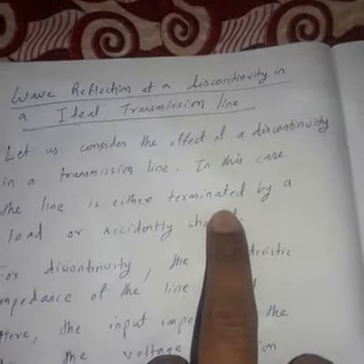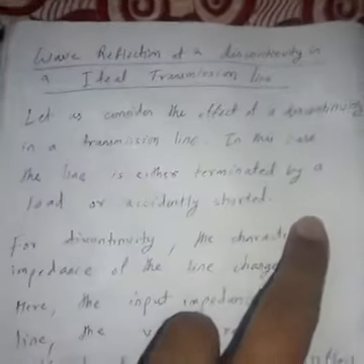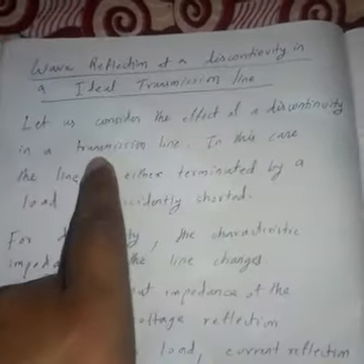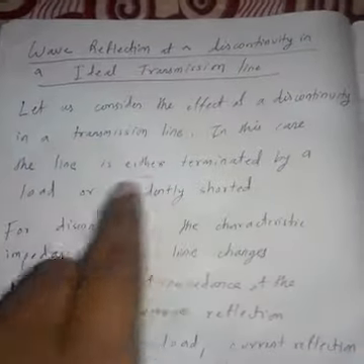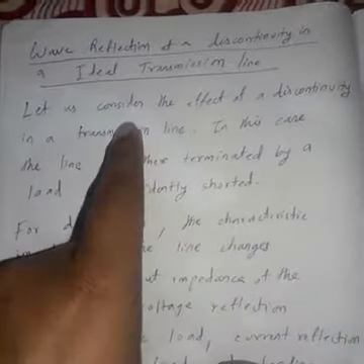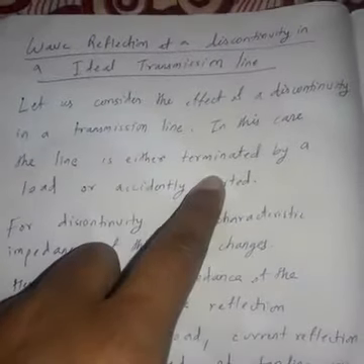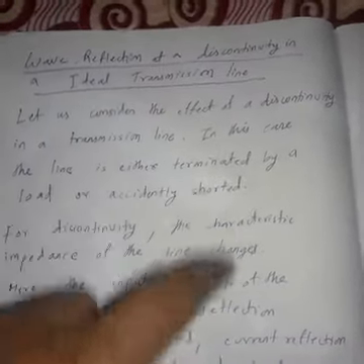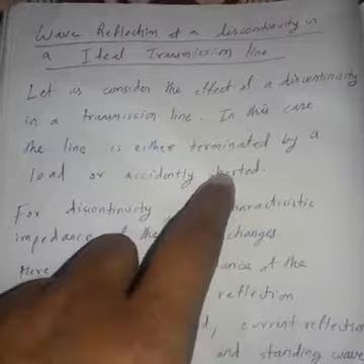Are you clear? So first of all we are considering the discontinuity created by a load, then we consider the special case of a short circuited line. So that is why here I have written, let us consider the effect of a discontinuity in a transmission line. In this case the line is either terminated by a load or accidentally shorted. Clear? So that means in a transmission line discontinuity can come in two ways. Either the line is terminated by a load, that means a load is connected, or there is a short circuit in the transmission line. So in this way there is a discontinuous path.